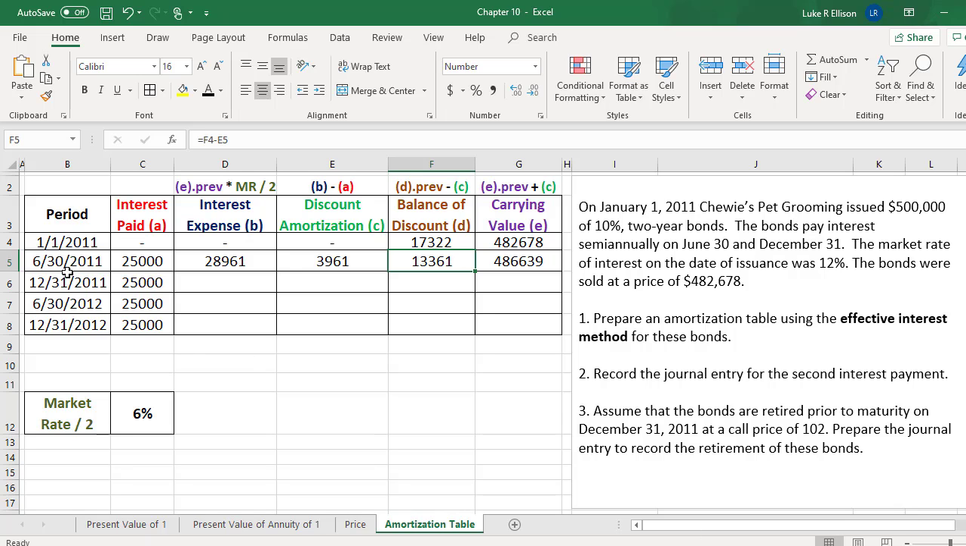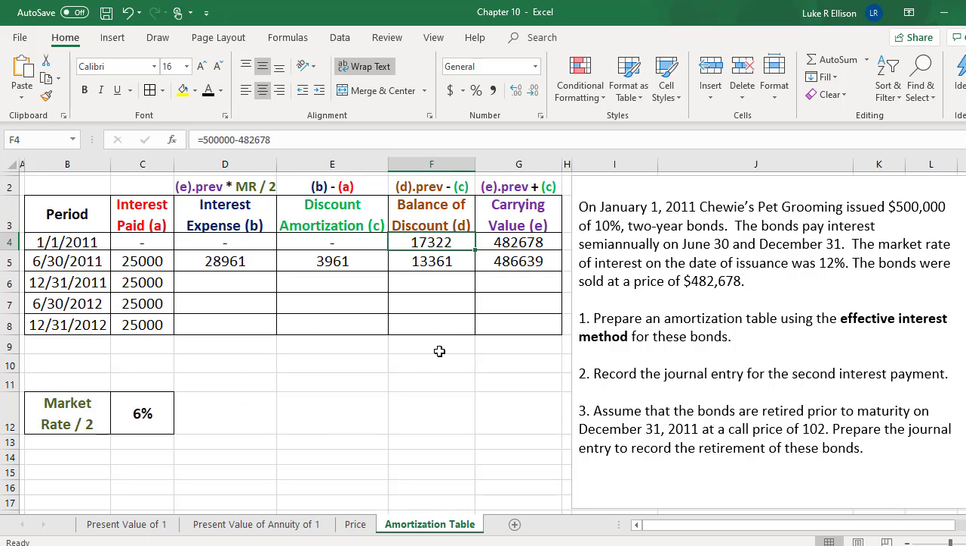So now that we've finished our first complete row of the table, let's talk a little bit about what each of these columns mean. So the interest paid is kind of self-explanatory. It's just the amount that the company is paying out in interest for each period. The interest expense, as we talked about earlier, stems from two different places. One from the interest paid, and two from some portion of the discount.